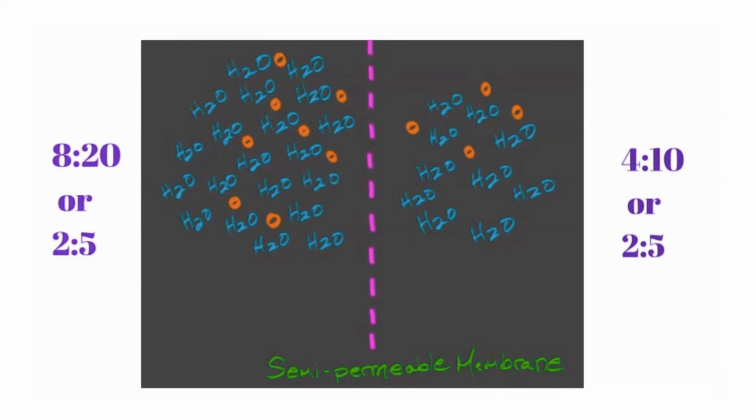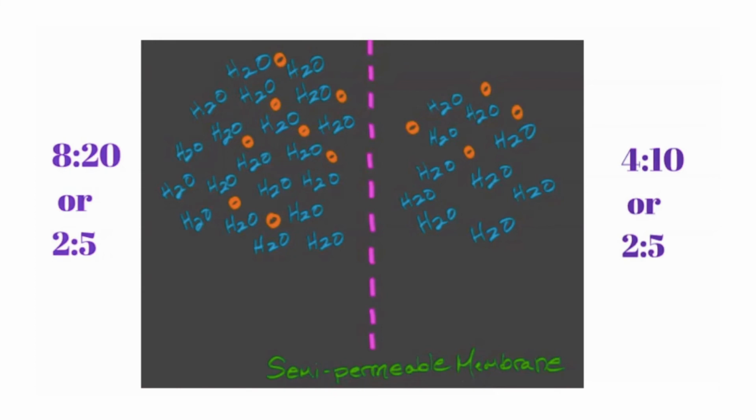So what we need to do is to determine the ratio of solutes to the solvent, or you could do the ratio of solvent, in this case water molecules, to the solute. On the left side, there are 8 solutes in 20 water molecules, a ratio of 8 to 20. On the right side, there are 4 solutes and 10 water molecules, for a ratio of 4 to 10. If we were to break those ratios down, 8 to 20 is the same thing as 2 to 5, and 4 to 10 is the same thing as 2 to 5.